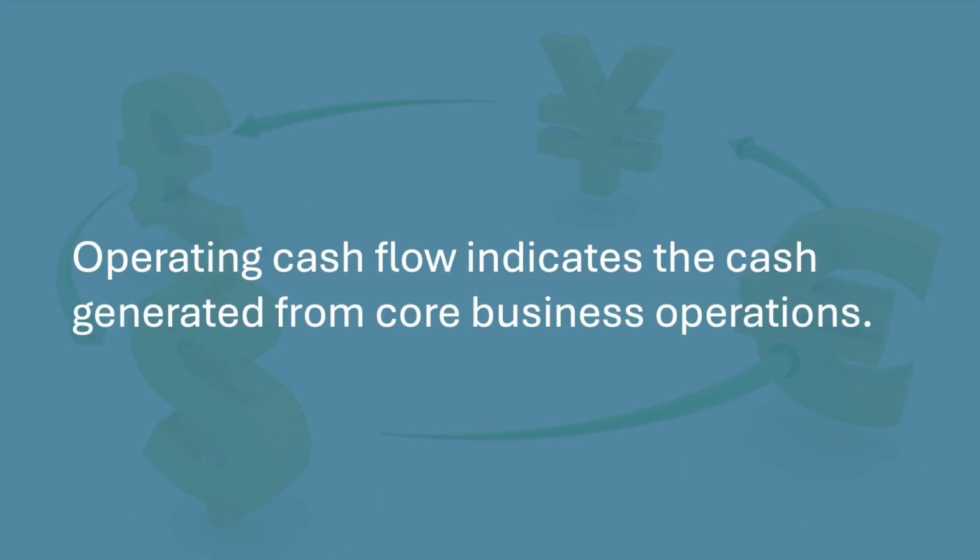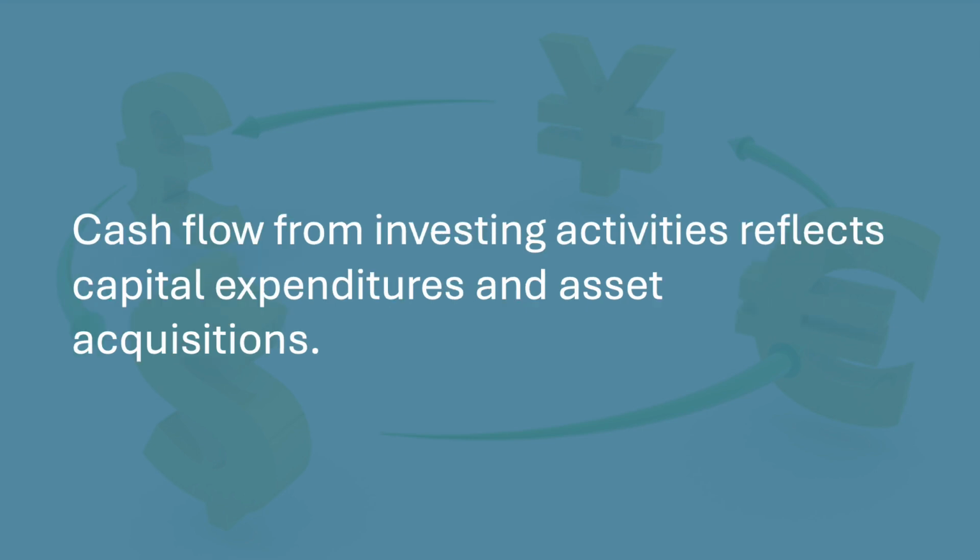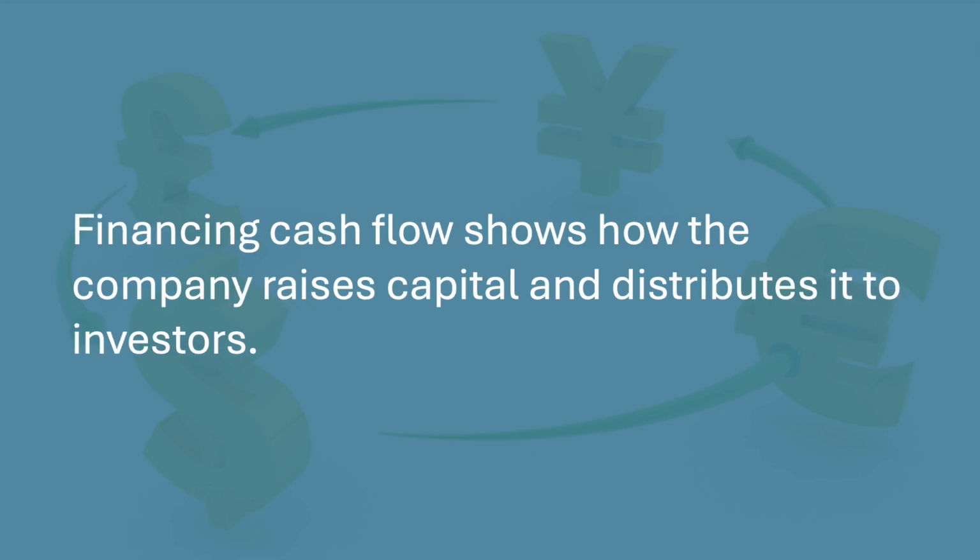Operating cash flow indicates the cash generated from core business operations. Cash flow from investing activities reflects capital expenditures and asset acquisitions. Financing cash flow shows how the company raises capital and distributes it to investors.